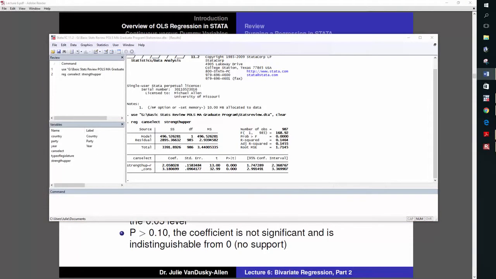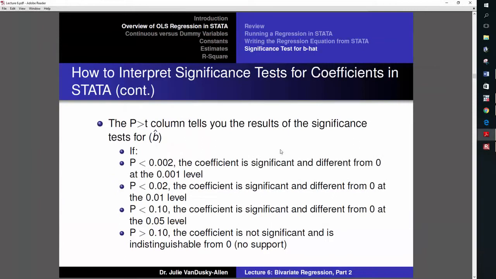Okay, so the next step is to look at the results of the significance test for the b hat in STATA. This column here, P is greater than T, tells you whether the b hat is different from 0. If this p-value here is less than 0.002, then the coefficient is significant and different from 0 at the 0.001 level. If not, move on to the next step.